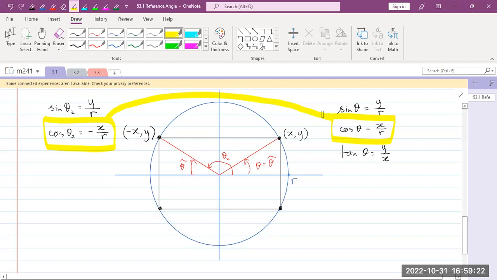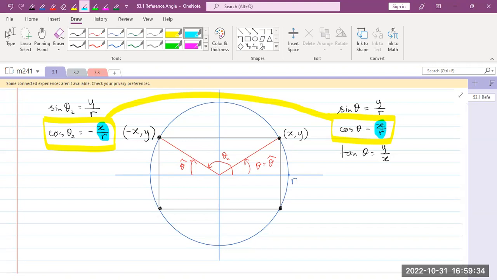But the value is still the same, number-wise. They have the same number. It's just that because theta 2 is in quadrant 2, cosine will be negative. But the number will be the same as for the reference angle in quadrant 1.